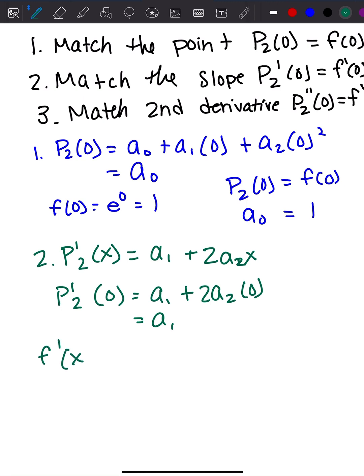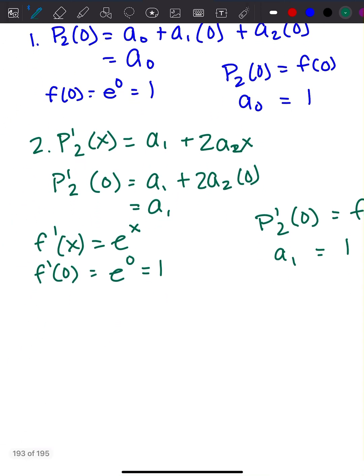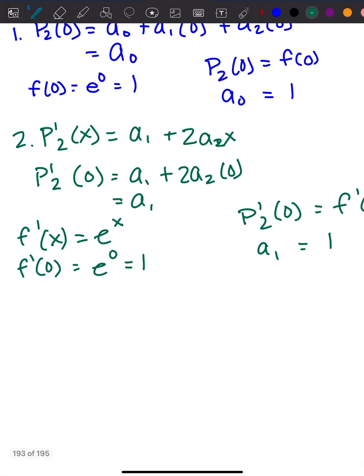So we need to find f prime of x, which is e to the x, and f prime of 0, which is e to the 0. Once again, it equals 1. We know that the derivative of our polynomial at 0 has to equal the derivative of our function at 0, so we're going to set those equal to each other. P prime sub 2 is a sub 1. F prime of 0 is 1, so I know a sub 0 is 1, a sub 1 is 1, and we have our last piece here. So we have one more part here.